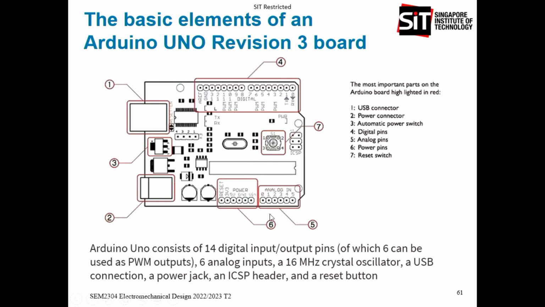So for example, this group labeled 5, these are all the analog pins in your Arduino. And then 4 are all the digital pins.